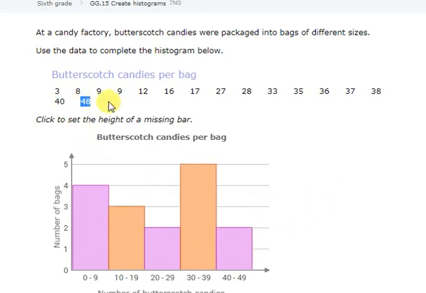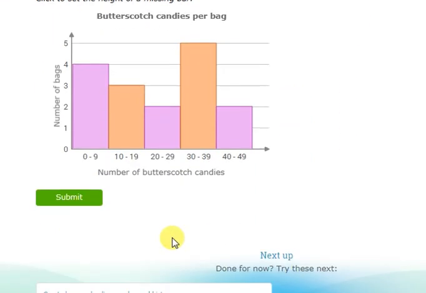If you go one by one, this data was in ascending order, so it was easy to do. But even if the data is not in any order, you can go one by one and mark where it should appear, so automatically your histogram will be completed, right? So this is the right histogram.